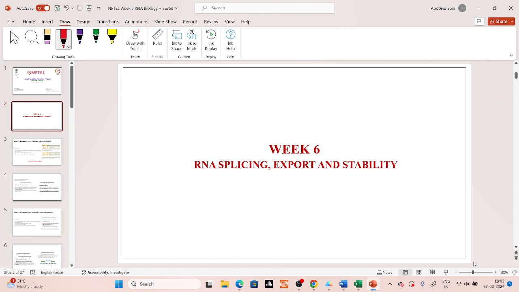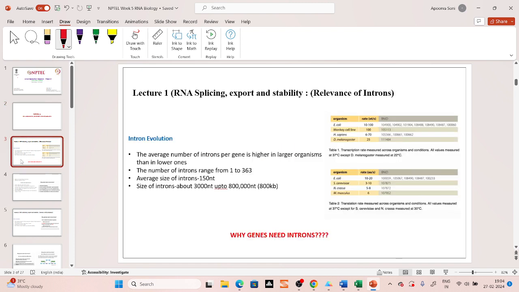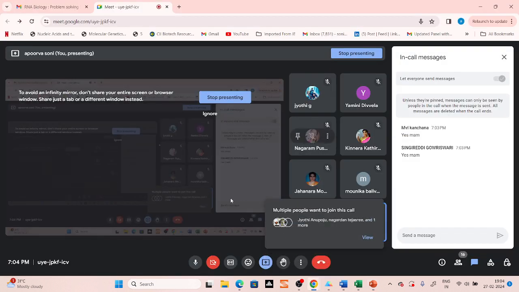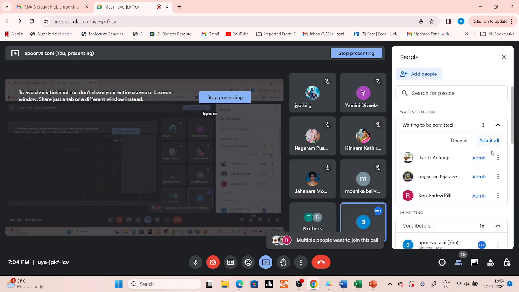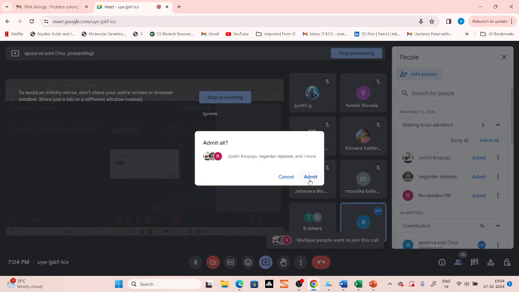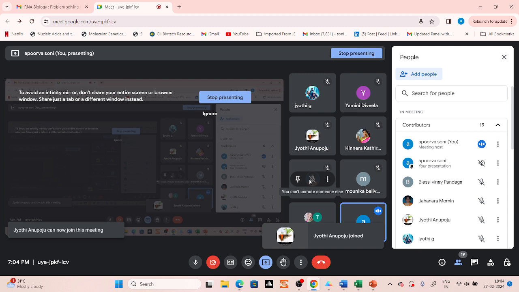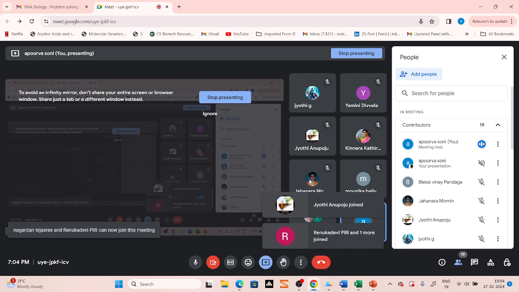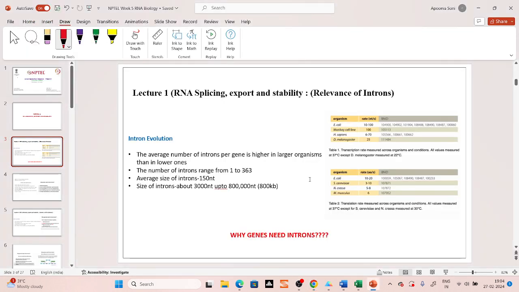So this week we are going to study more in depth the different complexes that are required for RNA splicing. Just a minute. Yeah. So this week we are going to study in detail the different complexes that are required for RNA splicing and the importance of introns.